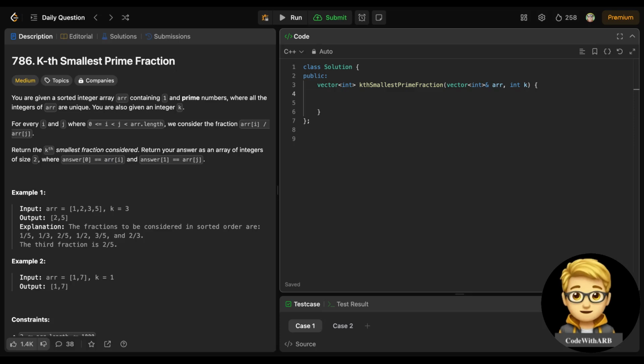Hello everyone, we will solve today's LeetCode problem. This is a LeetCode medium. Let's see what it is. So here it is given: Kth Smallest Prime Fraction.